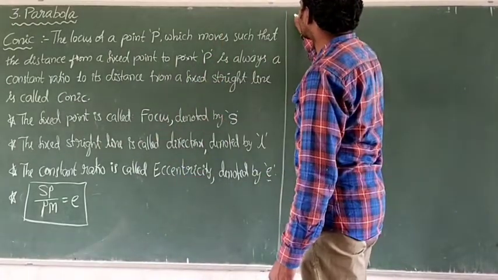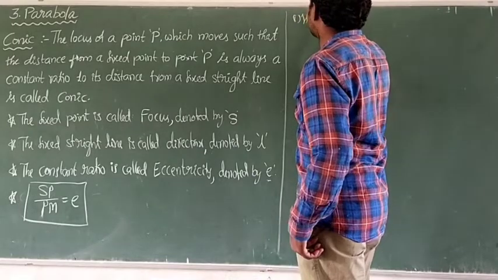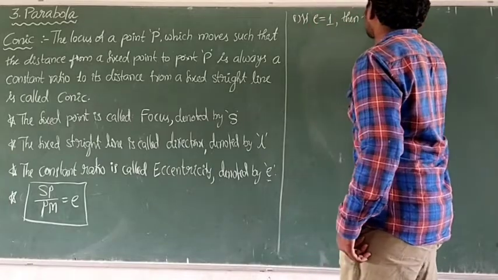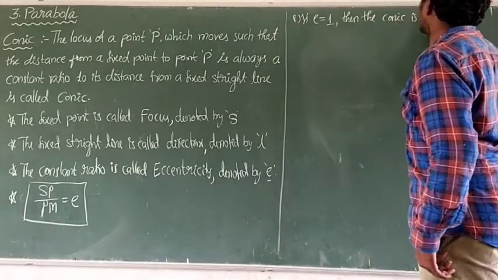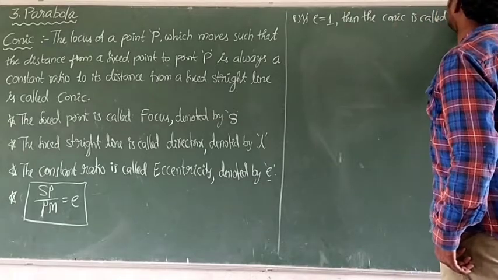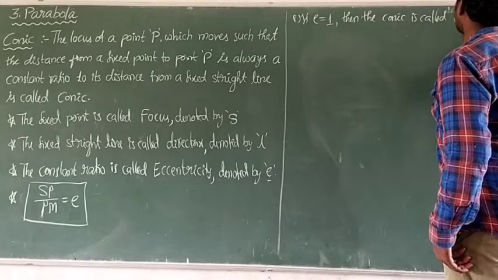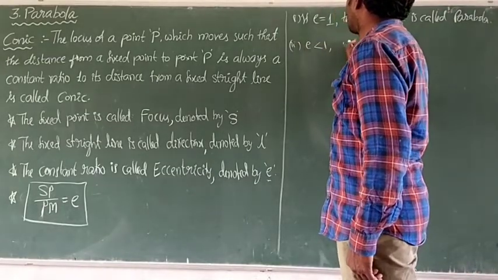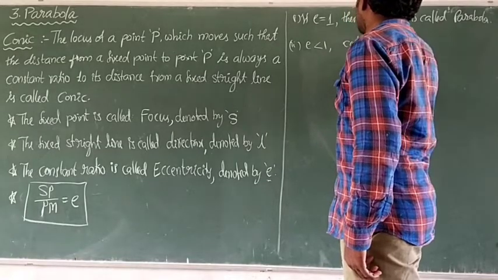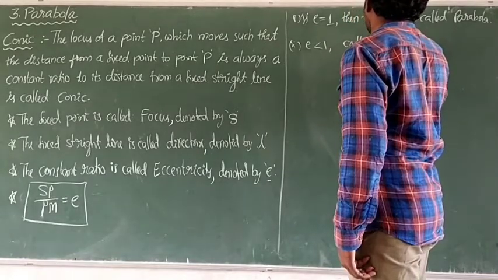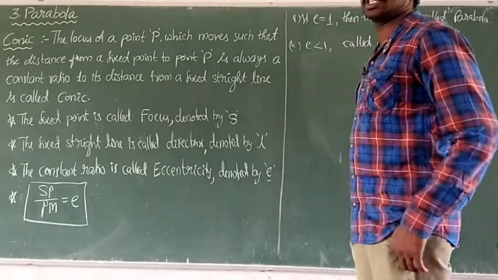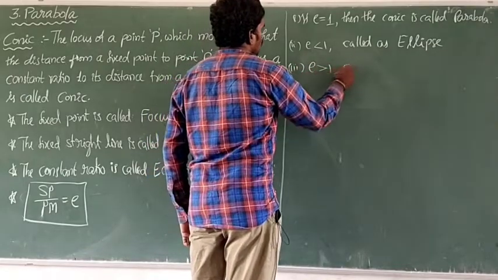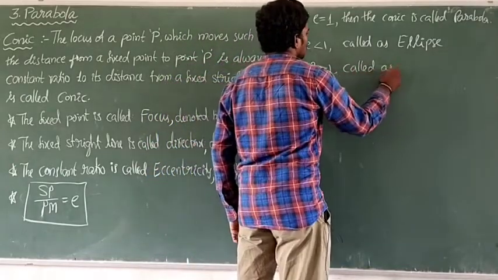First, if e is equal to 1, then the conic is called parabola. Second, e is less than 1, called ellipse. Third, e is greater than 1, then called hyperbola.